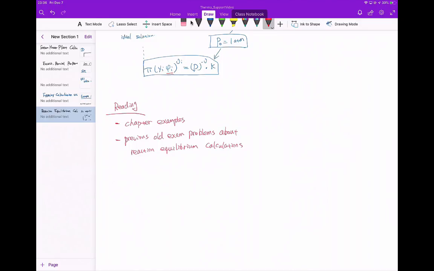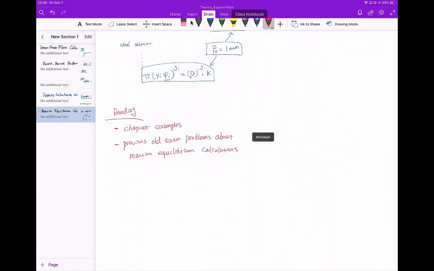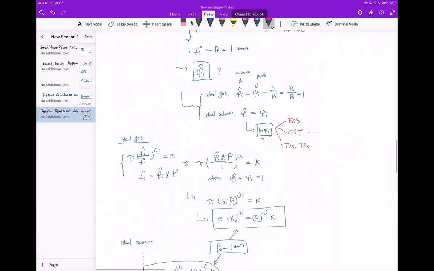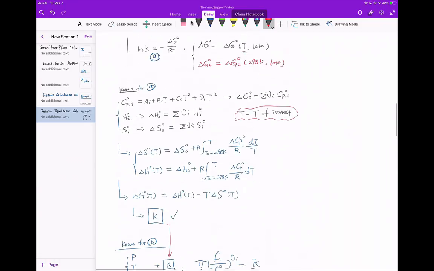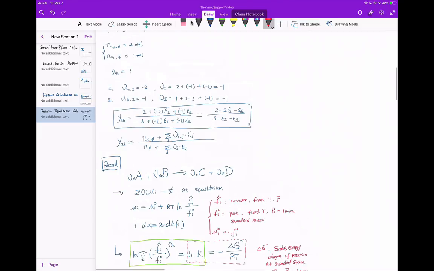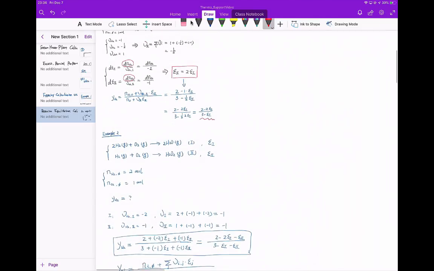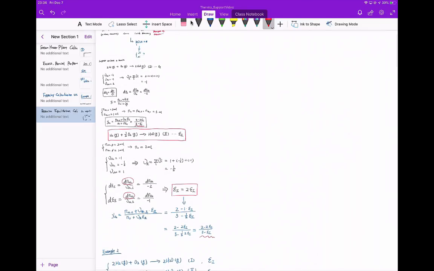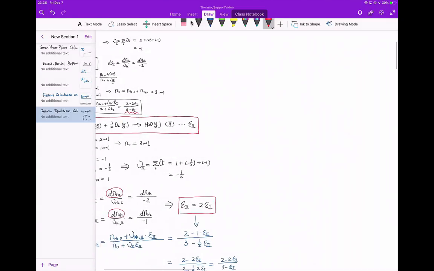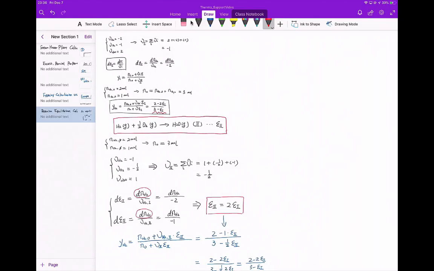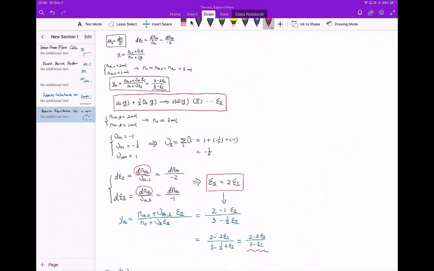If you can do this, and if you feel comfortable about the general procedure, as well as expressing the reaction composition as a function of the reaction coordinate, I think everything should be straightforward for you for this part. Okay, that's all I want to discuss today for this reaction equilibrium part.